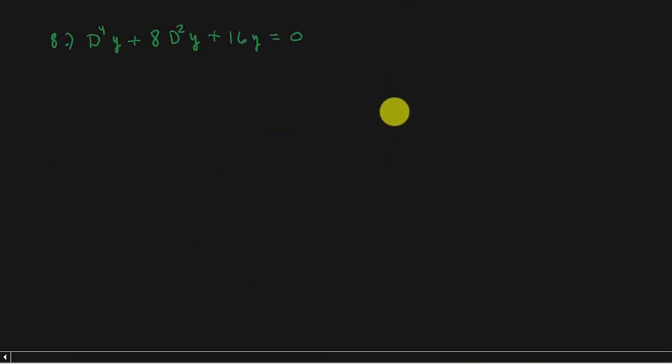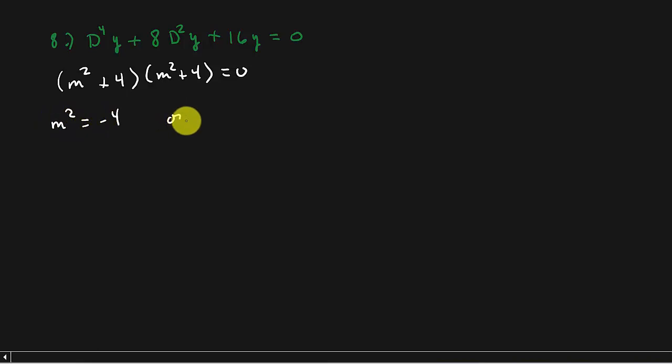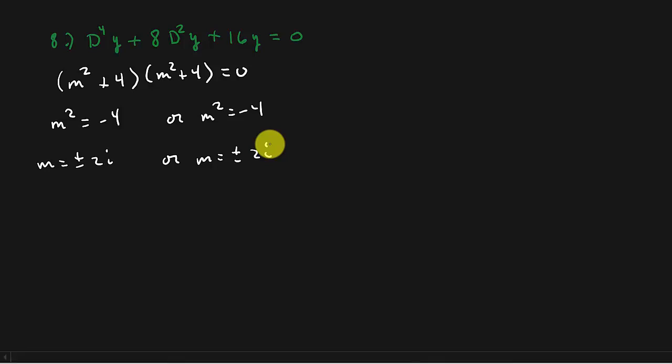And now the last problem. All right, so this last problem is not going to be difficult. It's m to the 4th plus 4 equals 0, which is m squared times m squared plus 4 equals 0. So look at this. We get m squared equals -4, or m squared equals -4. So m equals plus or minus 2i, or m equals plus or minus 2i. We've got repeated complex roots, don't we?